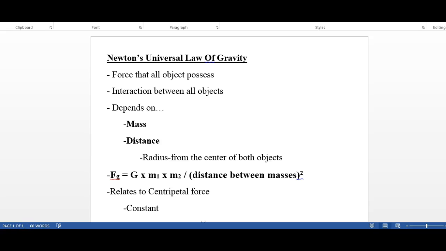So, when we look at gravity, usually we start with Newton's universal law of gravity. Universal means it fits all things. Newton looked at gravity as a force that all objects possess. And really Einstein would agree. His law of special relativity, really it exists between all objects. And also Newton understood that because it's a force, it then relates to interactions between objects and any object.